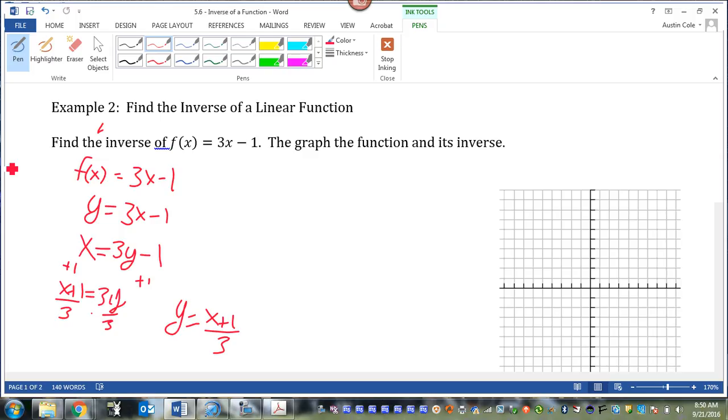Now that looks kind of funky, right? So what is this 3 doing? Dividing x plus 1. So it's dividing x and it's dividing 1. So this can be written as y equals x over 3 plus 1 over 3. What's another way you can write that? What's a way you can graph it?